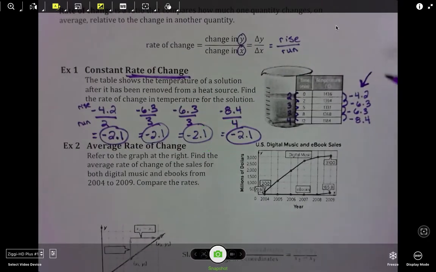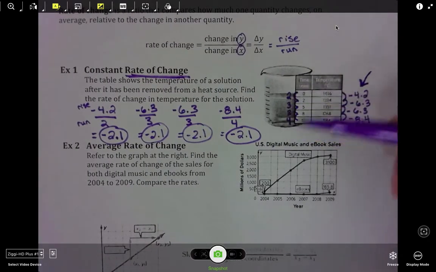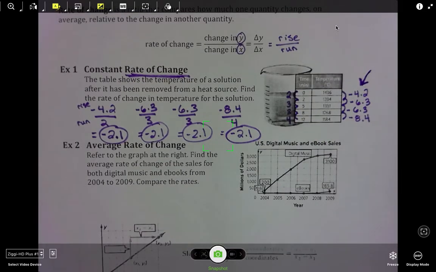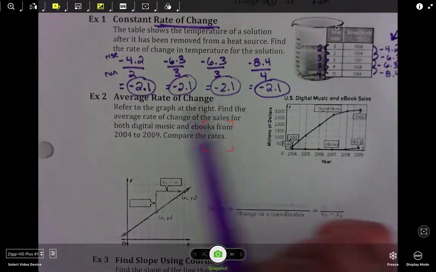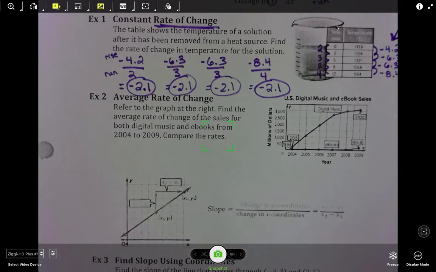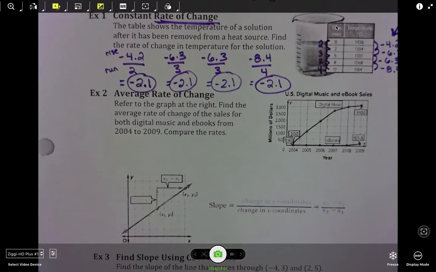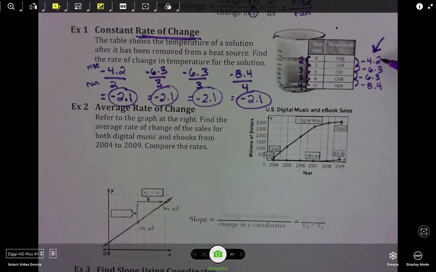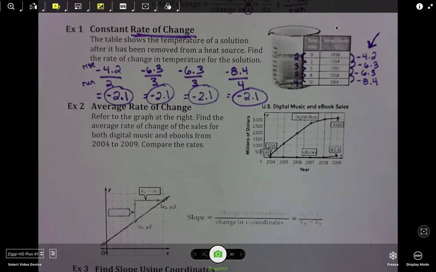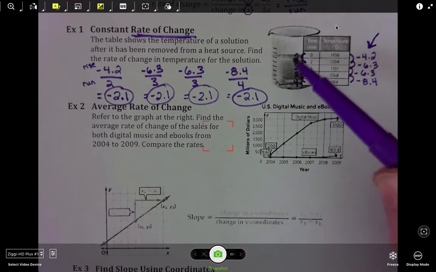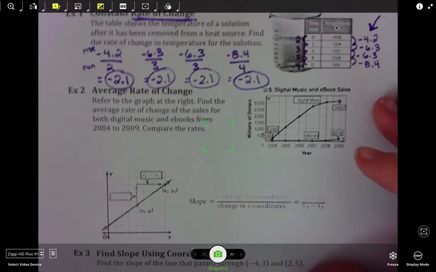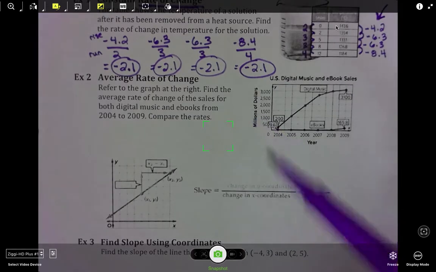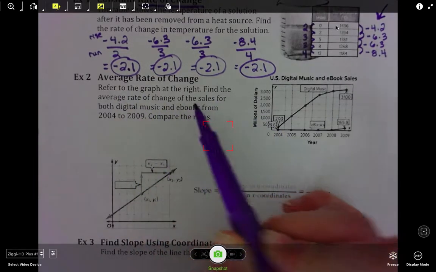So even though it doesn't look like it over here, that's because I have to divide by the amount that it's changing in the x coordinate, okay? And all of those are going to actually end up being the same rate of change, okay? So when they ask for a constant or for your rate of change, you're going to look at that y coordinate divided by the x coordinate, or how much the y is changing in comparison to how much the x is changing, okay?